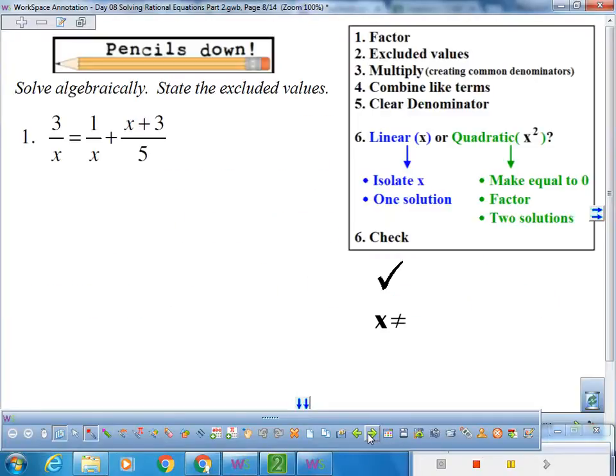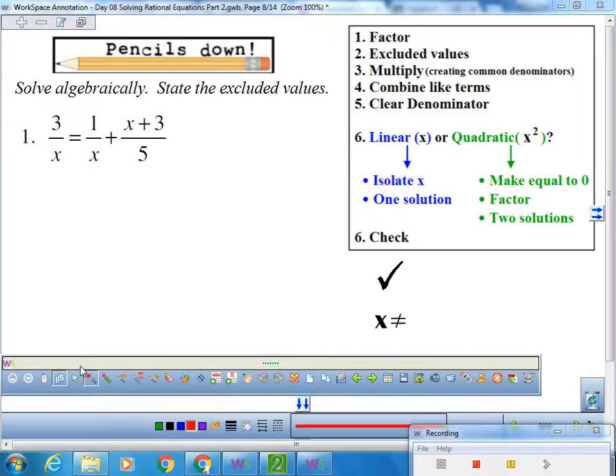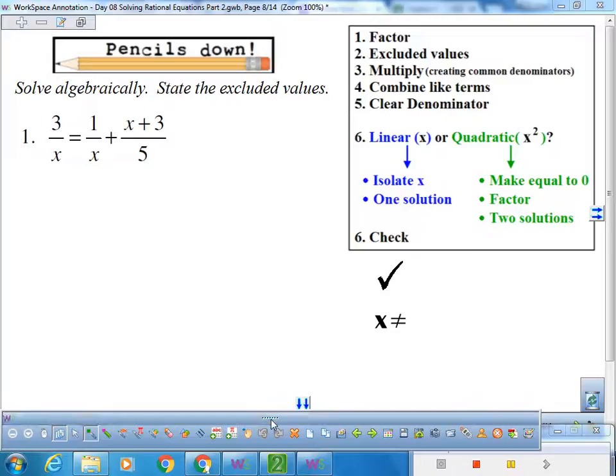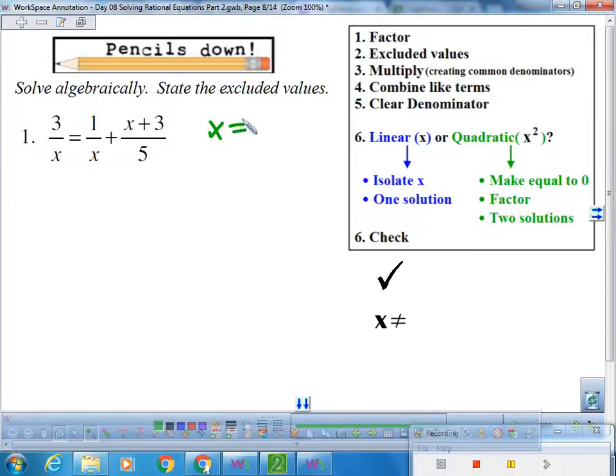Okay. So my common denominator here. That's the first thing. I don't have anything to factor, I just need to consider my common denominator. I should state my excluded values too. That's number 2. So my x cannot be, only the denominator, 0. x can't be 0. That's the only thing x cannot be.